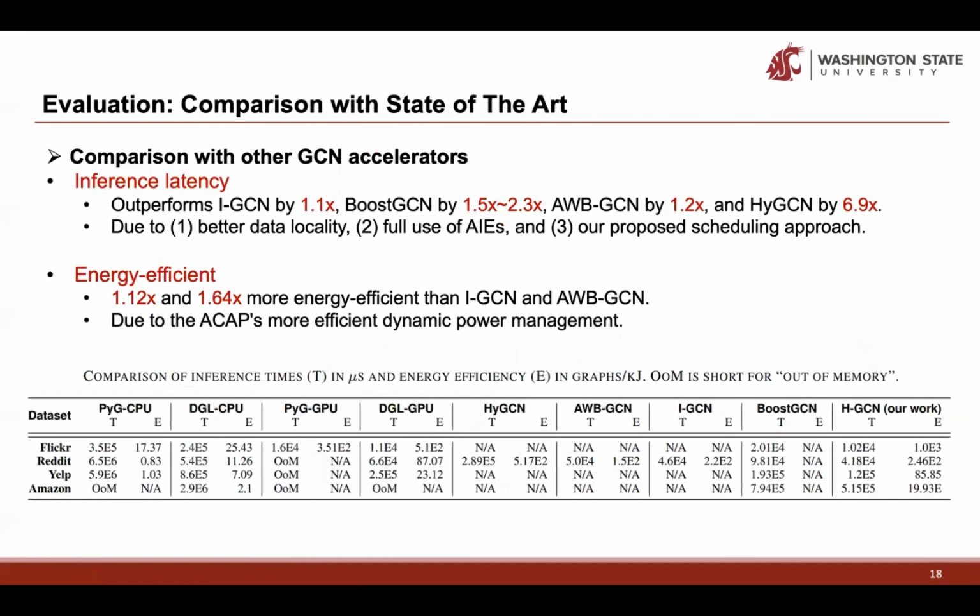We also do a comparison with the state of the art. For inference latency, H-GCN outperforms I-GCN by 1.1 times, outperforms both GCN by 1.5 to 2.3 times, AWGCN by 1.2 times, and HyGCN by 6.9 times. And for energy efficiency, H-GCN achieves 1.1 and 1.6 times more energy efficiency than I-GCN and AWGCN.